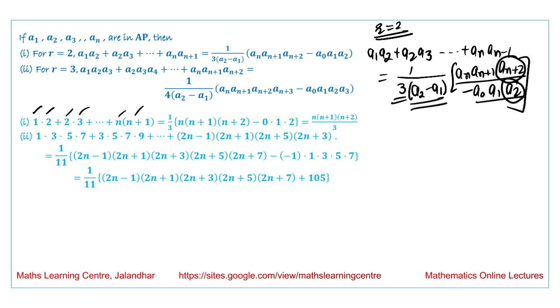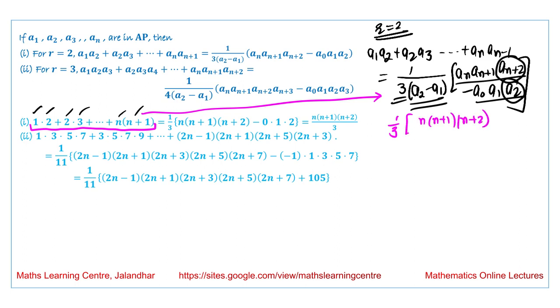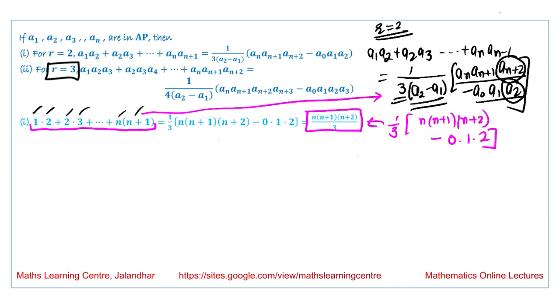So if we substitute the values of this question, 1 into 2, 2 into 3, in this formula, we get that the sum of this whole term is equal to 1 by 3 into n plus 1 into n plus 2 minus 0 into 1 into 2. So the answer we are obtaining is in the form n into n plus 1 into n plus 2 divided by 3. Now similarly, if r is equal to 3, we will have the sum in this form. This is the formula for the sum.